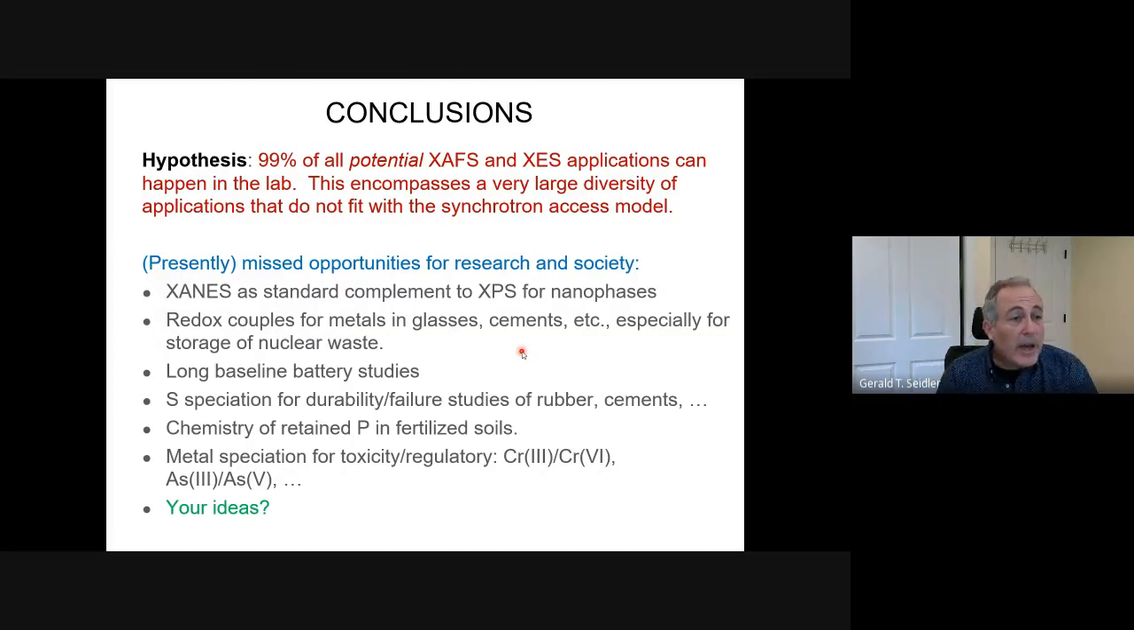So to conclude now, we have this hypothesis that it'll take years to figure out that 99% of all potential XFS and XES applications can happen in the lab. And this encompasses a lot of things that just don't fit with the synchrotron access model. And here are some examples of things we've done, and I'm curious to hear your ideas and your questions.